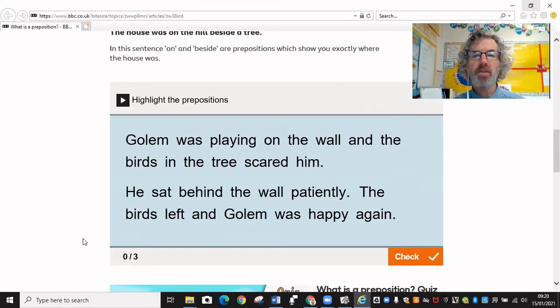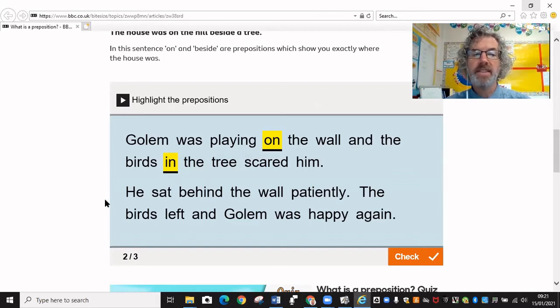Gollum was playing on the wall and the birds in the tree scared him. I think I can see two in there. Which words would you highlight? Gollum was playing on the wall. Let's go for that word. And the birds in the tree scared him. Where were the birds? They were in the tree. Remember, the tree is a noun. So in is the preposition saying where.